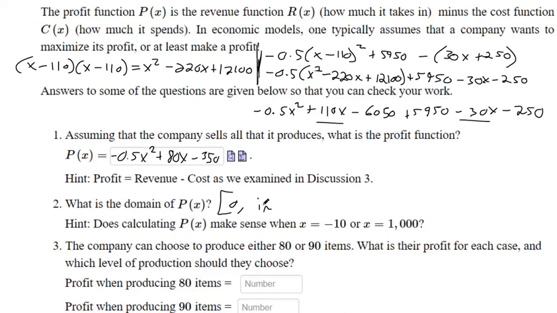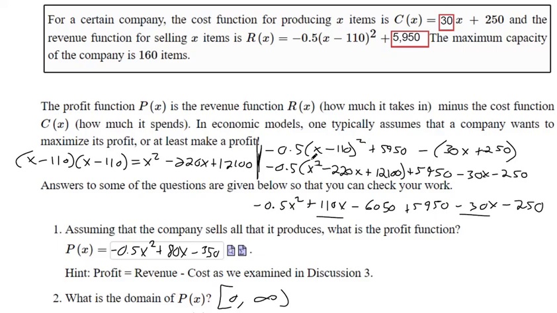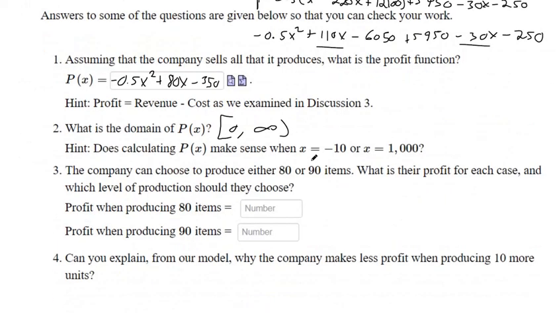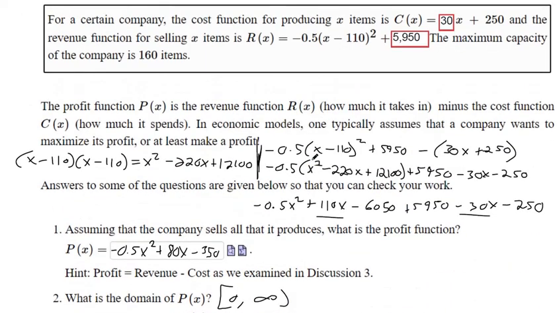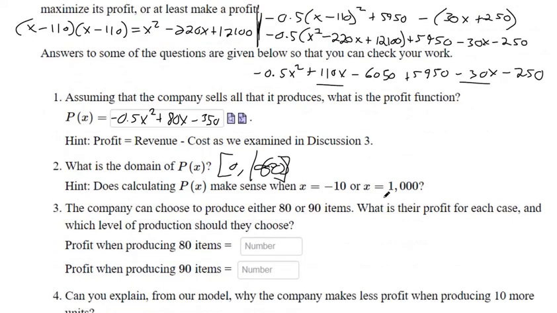Sorry, we can do it like this, right? That's the domain. Okay. And the company chooses to produce, oh, sorry, maximum capacity. I missed this part. The maximum capacity is 160, so this should stop at 160 with brackets there. Sorry for missing that.